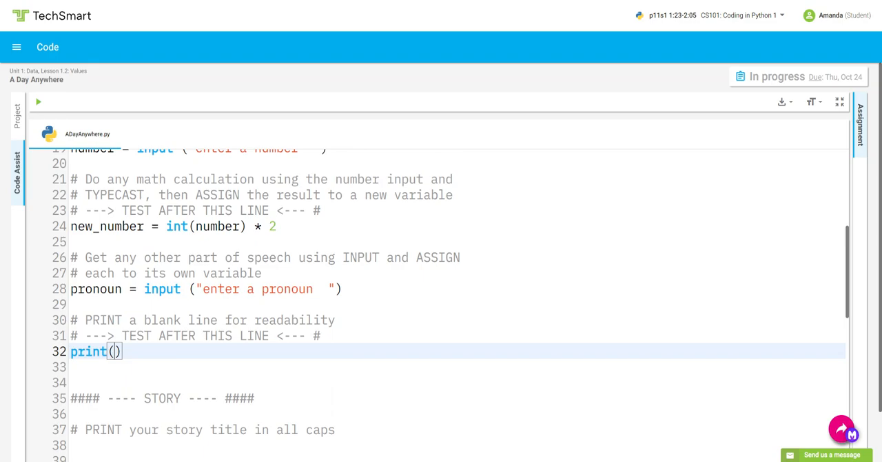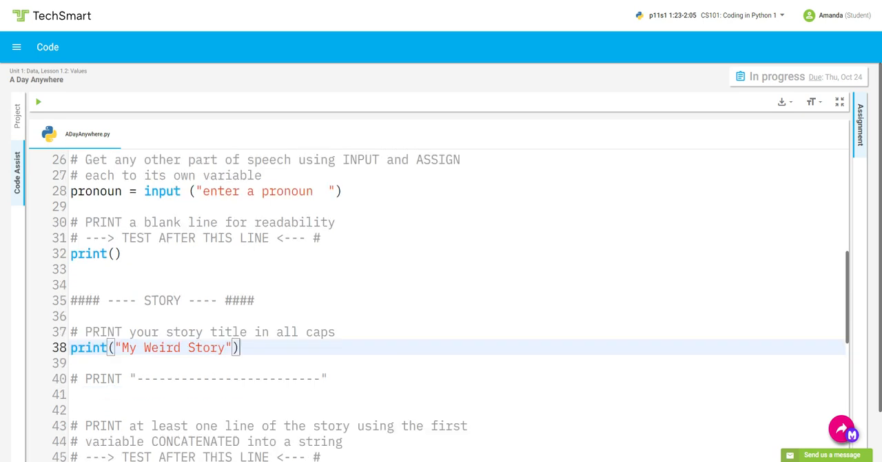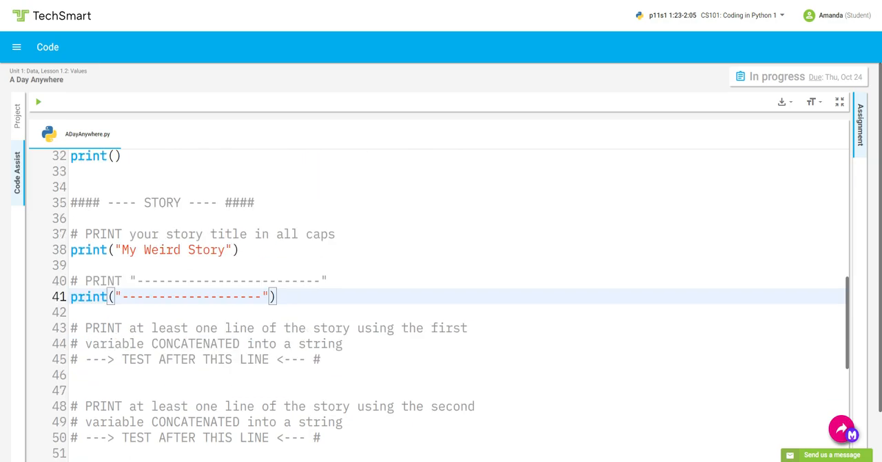Print parentheses. And here's our story. Print a title. Okay, print my weird story. I don't know. You pick a title. And then print a dotted line. Print dots. Then print at least one line of the story using the first variable concatenated with a string.